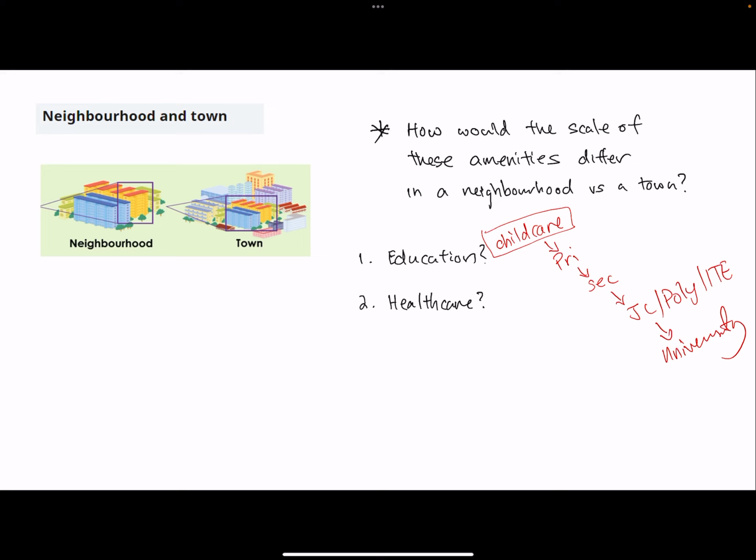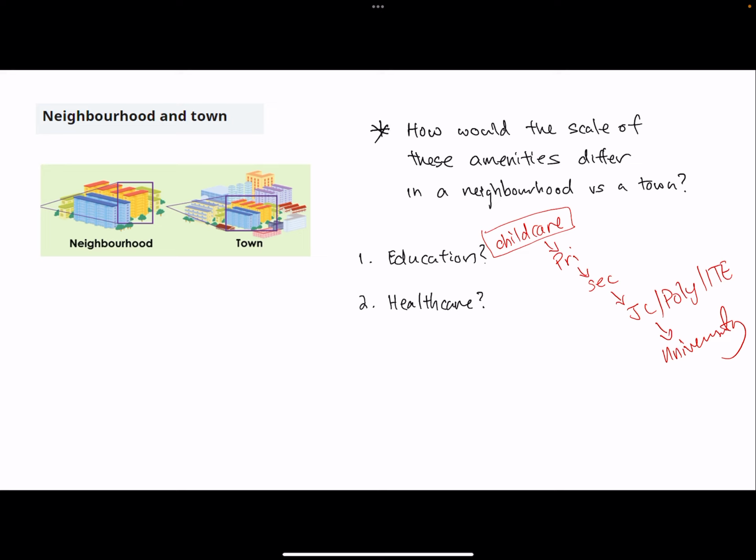If you look at JCs and polys and ITEs, they may be shared between a few towns. So a few towns may then, one town is lucky enough, congratulations, you get a junior college. And because of that, that particular town has a higher amenity level in terms of education. Are there university towns? Yes, there are.